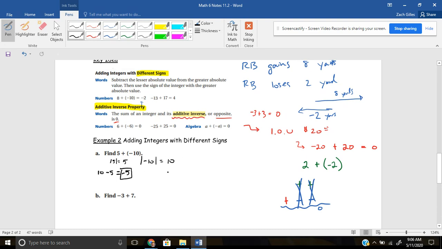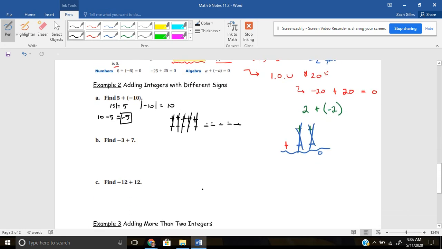So I should end up with more negatives in the end. If I were to use integer counters, it would look like this. I'd have 1, 2, 3, 4, 5 positives, and I'd have 1, 2, 3, 4, 5, 6, 7, 8, 9, 10 negatives. Each positive and negative pair would cancel, right? +1 minus 1 is 0, and I'm left with 1, 2, 3, 4, 5 negatives. Exactly what I got in letter A.